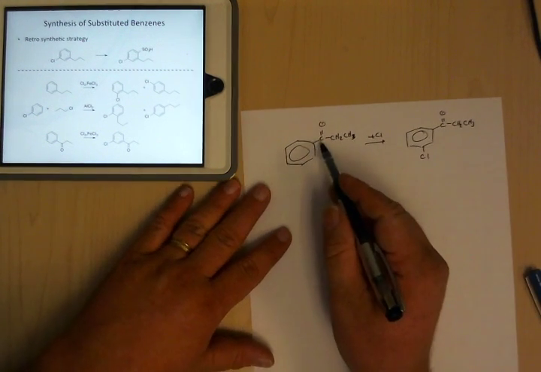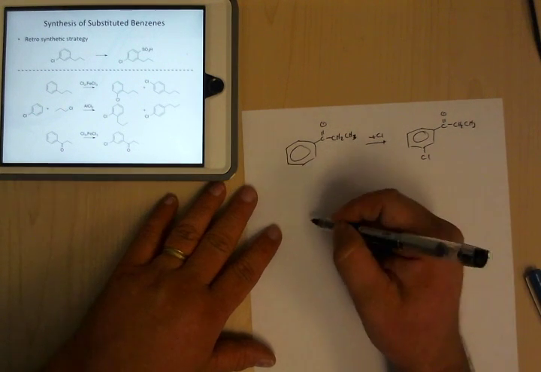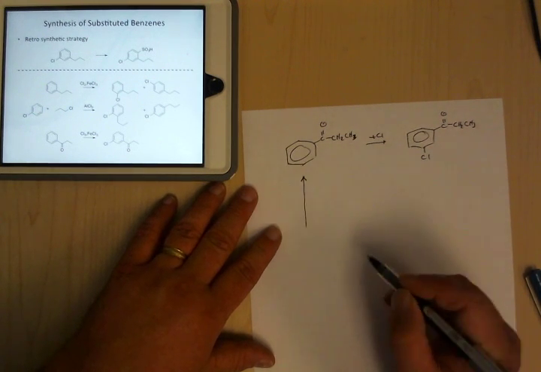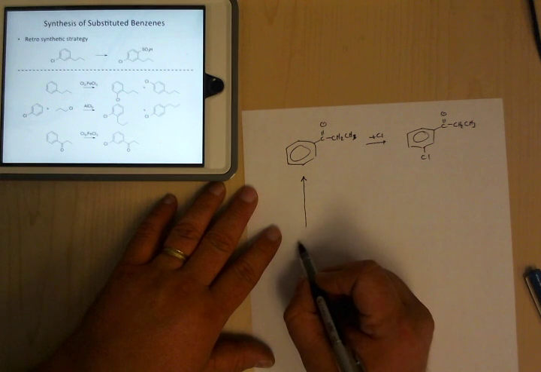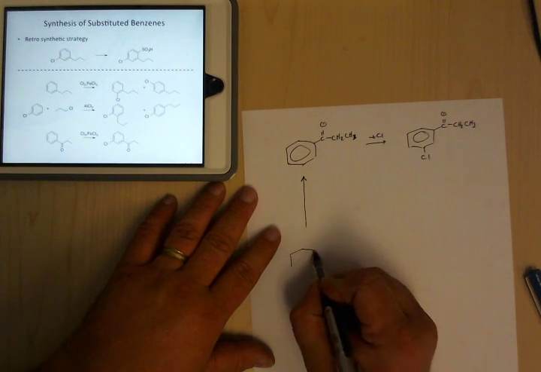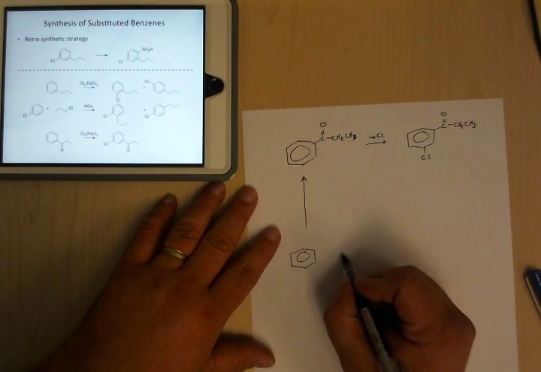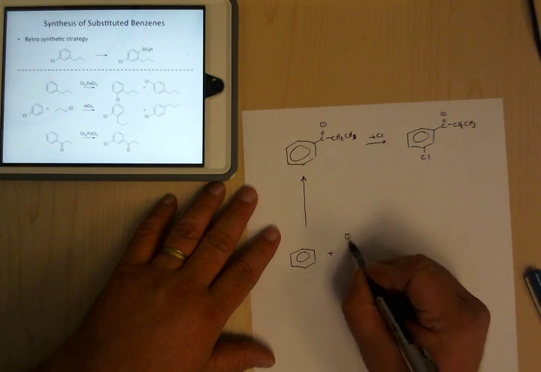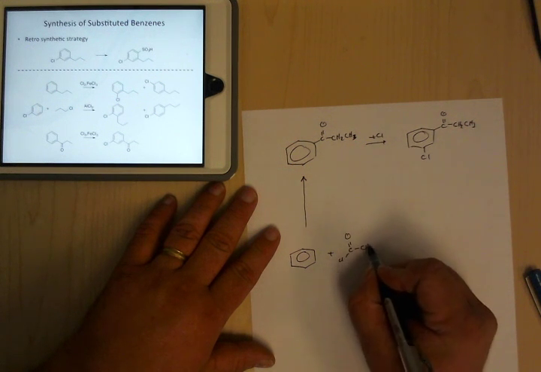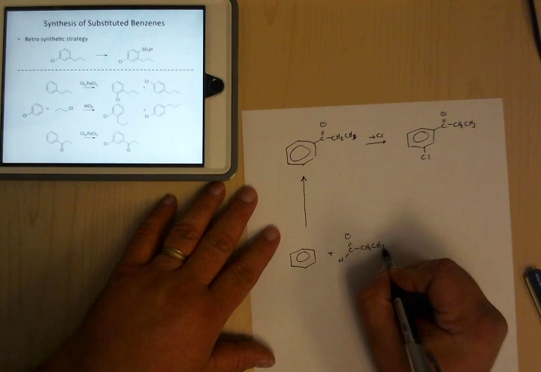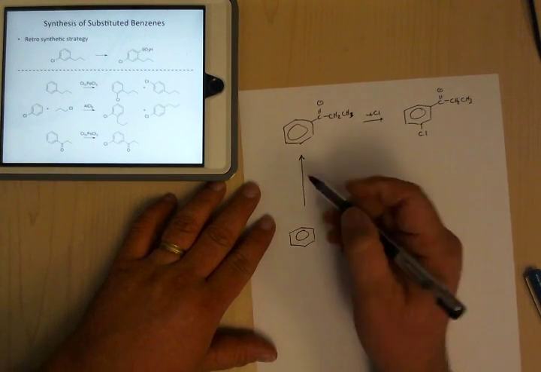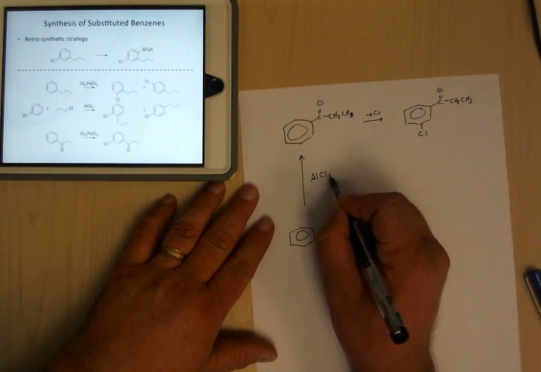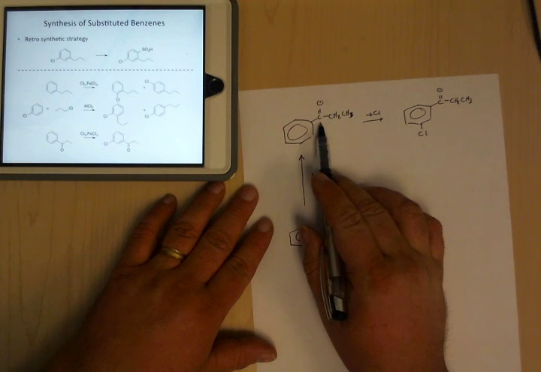Right? So how do we make that thing? We just learned about that, right? We can take benzene, right, plus the acid chloride. We can make that. Okay?